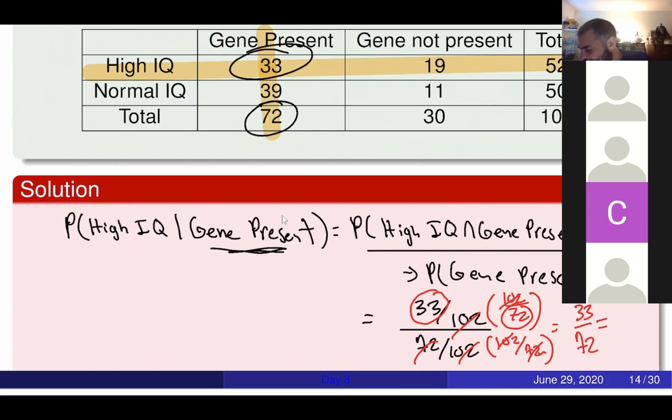If I do 33 divided by 72, you get 0.458. And that's it for using the formula. Any question on how I found the probability using the formula?